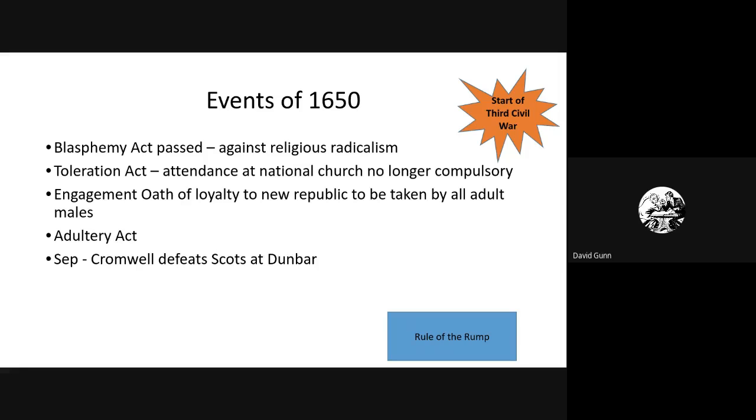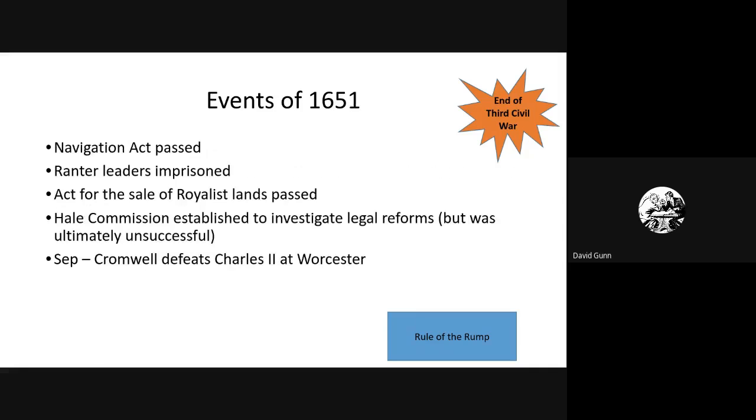The rump also passed the Adultery Act, which gives more rights to women in terms of adultery within marriage. Cromwell defeats the Scots at Dunbar, so that's a battle that's part of the Third Civil War. So we're continuing with the rump, going to 1651. The rump passed the Navigation Act, so that's important for topic 4, looking at economic change.